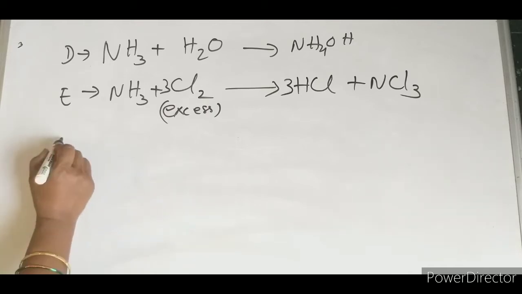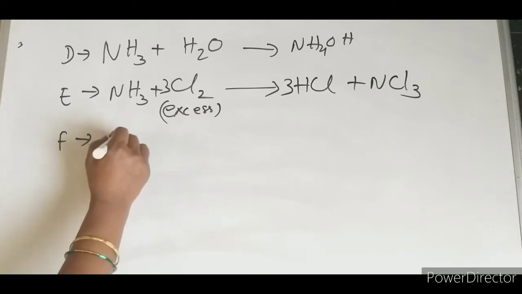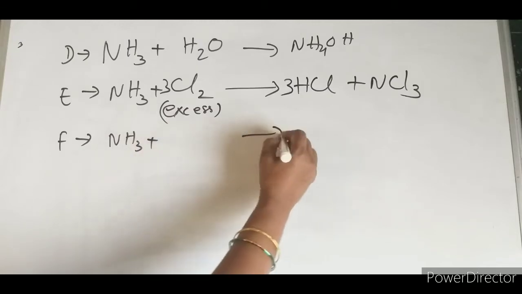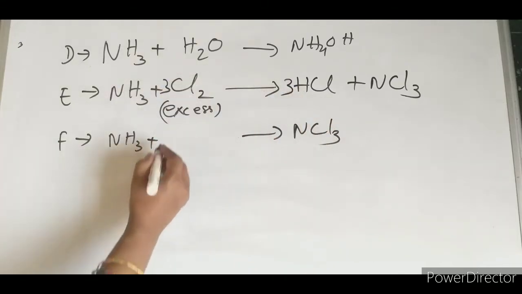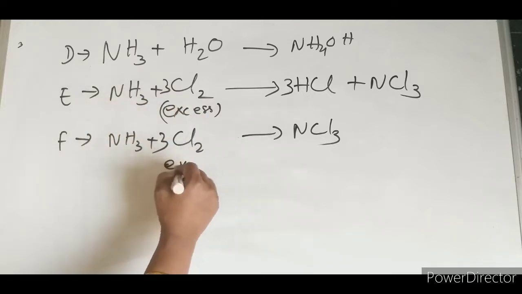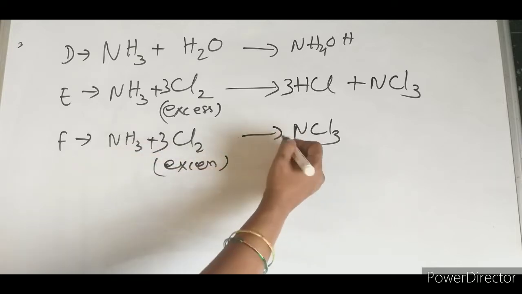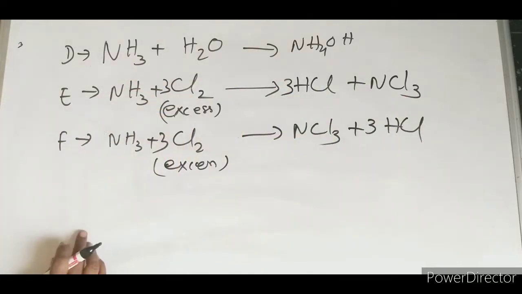Yes, then let us go for F bit. F bit, the same thing only. Here ammonia is converted to NCl3. How will it be converted? The same thing only. Here I will copy this diagram, this one only, just to show the 3 HCl. Okay, F bit you got.